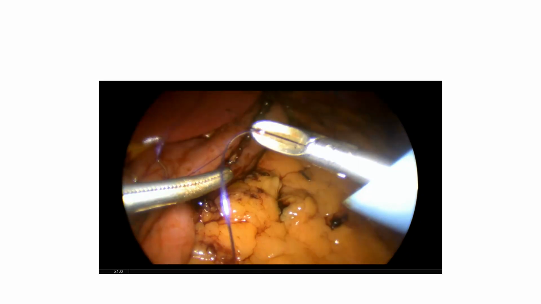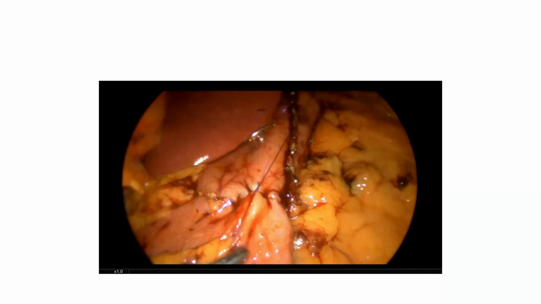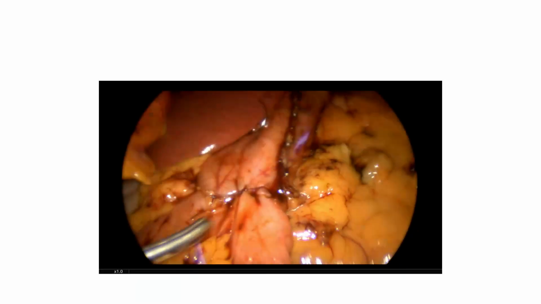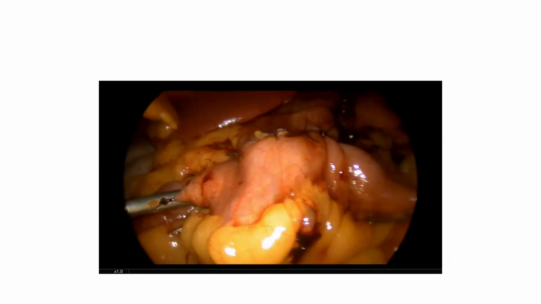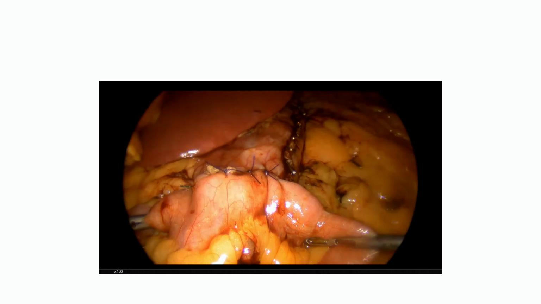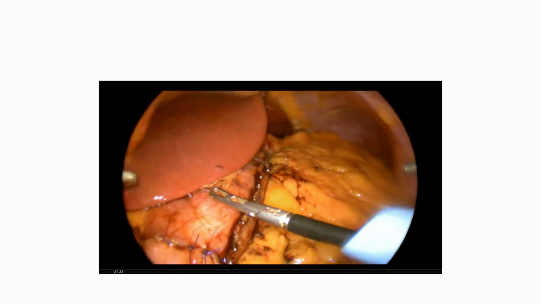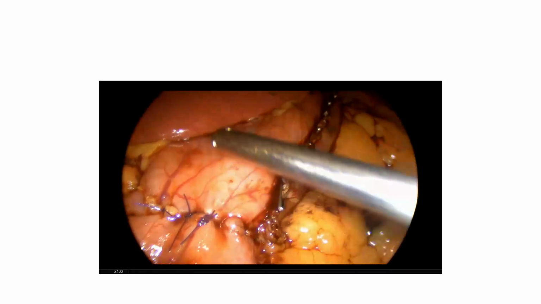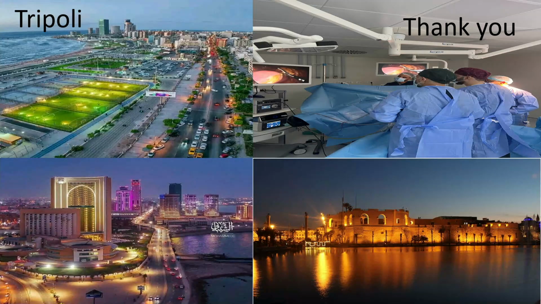And after we finish our gastroileal anastomosis, we insert the bougie through the gastroileal stoma and make sure that there is no narrowing. And we conclude our surgery by making a leak test. And this is the final view of our surgery. Thank you so much.